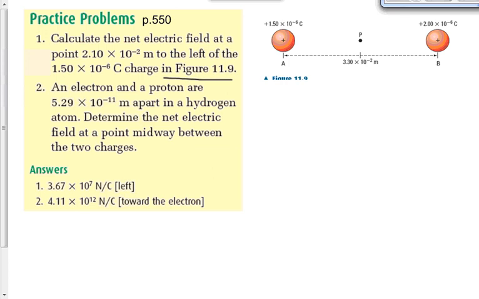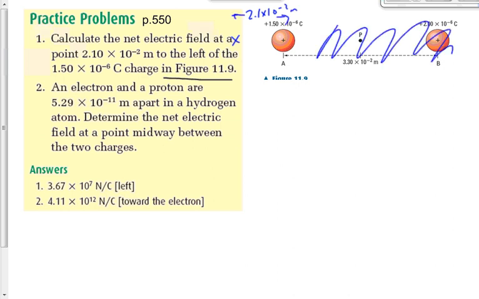All right, just had a question about question number 1. Lots of us are getting the wrong answer because as we refer back to 11.9, lots of us are saying, oh, okay, we're trying to find the field strength right here, 2.10 times 10 to the negative 2 meters to the left of that. And you're forgetting about this. But 11.9 has the rest of it in it as well.